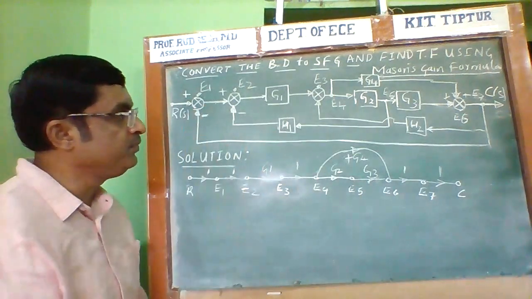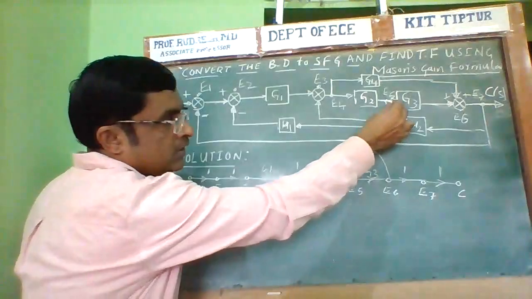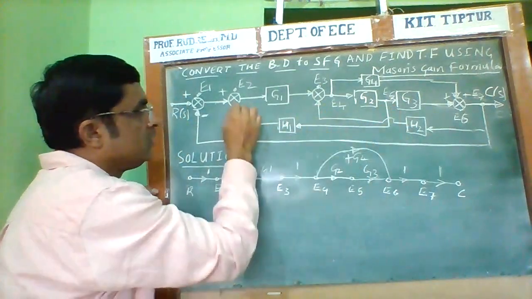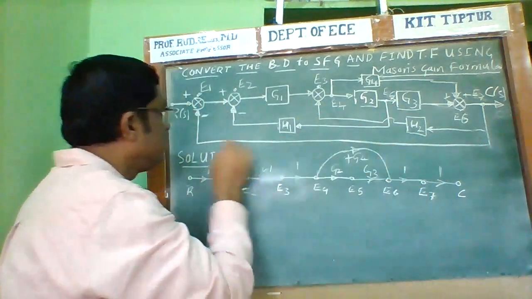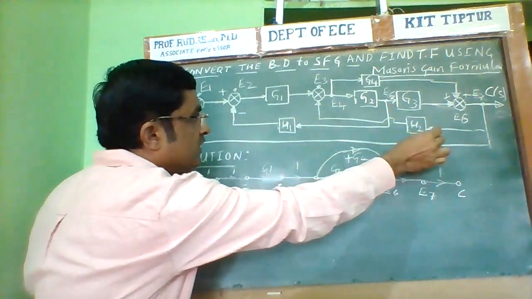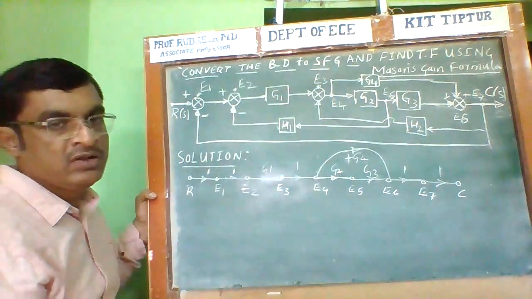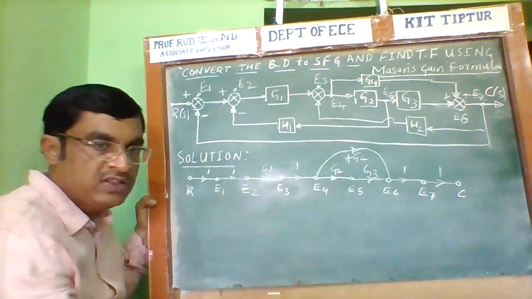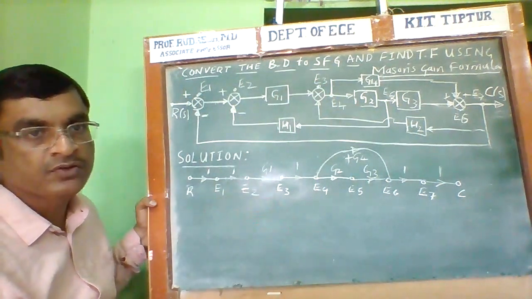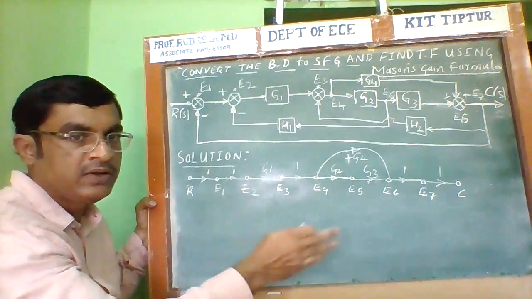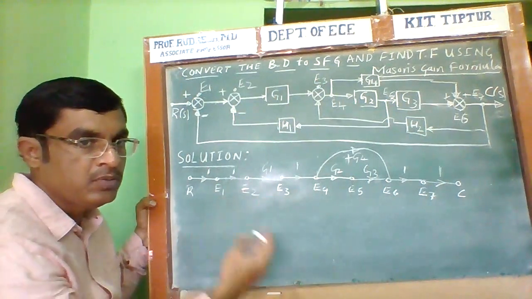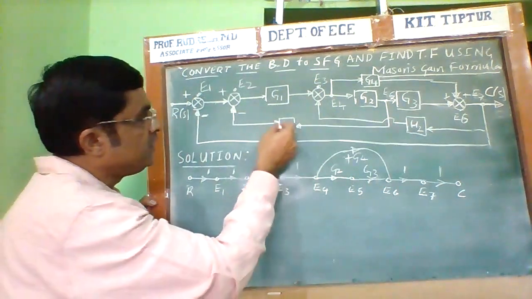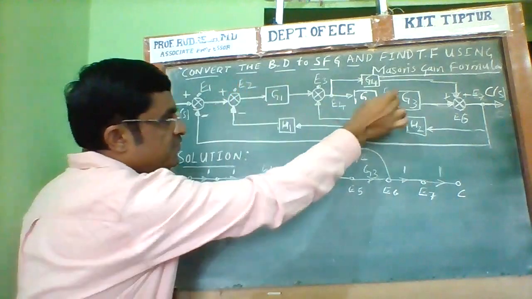Now, what are the feedback paths? Here there are 3 feedback paths. From here to here there is one feedback path. From here to here there is another feedback path. From here to here is another feedback. There are 3 feedback paths. From the block diagram, identify the feedback paths, then join the various nodes and mark the gain along with the sign. Now, what is the feedback path between E2 and E5?